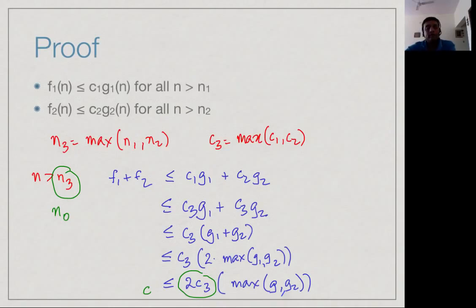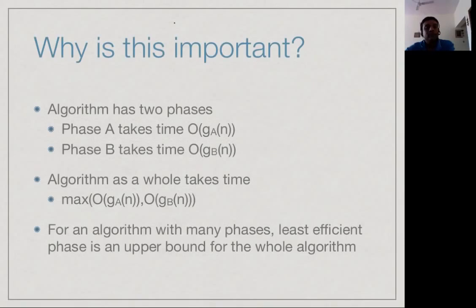Now why is this mathematical fact useful to us? Very often when we are analyzing an algorithm, it will have different phases. It will do something in one part, then it will continue to do some other thing and so on. So we could have 2 phases: phase A which takes time big O of GA, and phase B which takes time big O of GB.